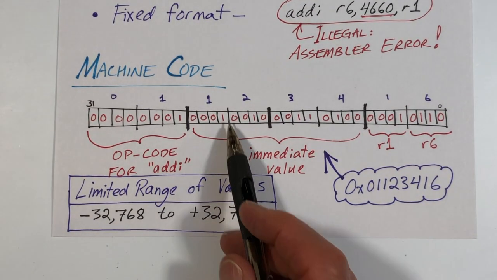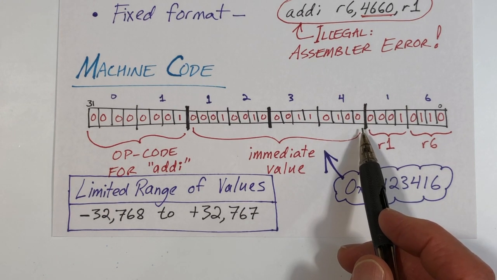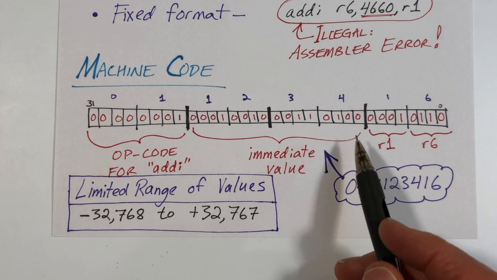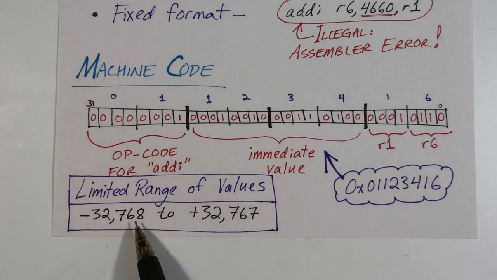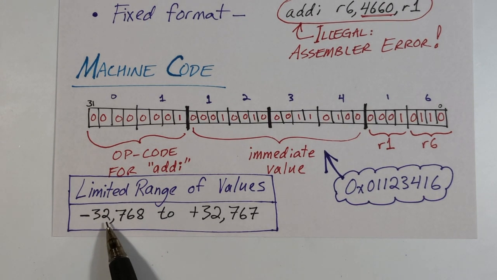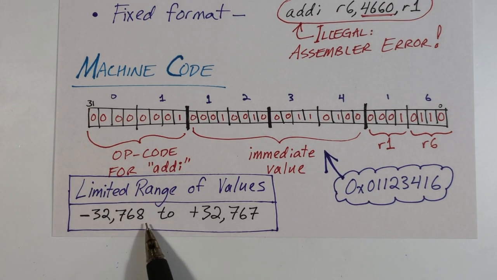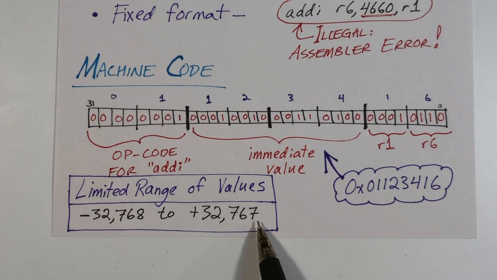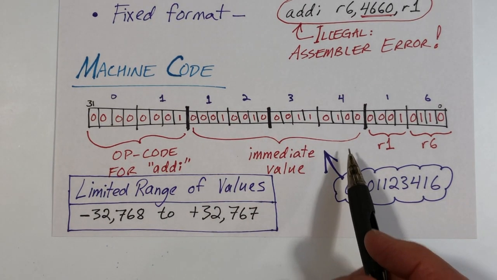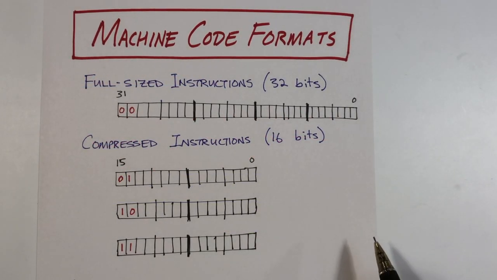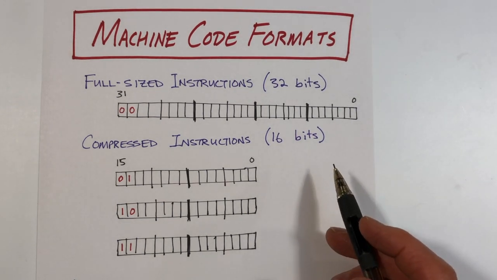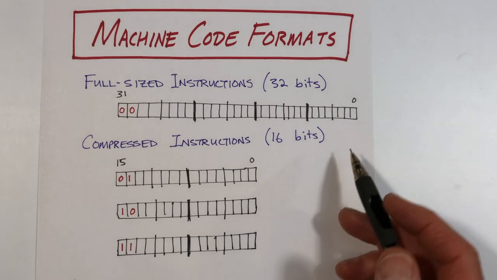Because the instruction has only 16 bits for the immediate value, the immediate value has a limited range, and in particular it can be any number between minus 32,768 and positive 32,767. That is, any signed number that can be represented in 16 bits will be usable in this instruction. So far we've seen 2 instructions, the add instruction and the add immediate instruction. And we've shown how they are translated into binary machine code.